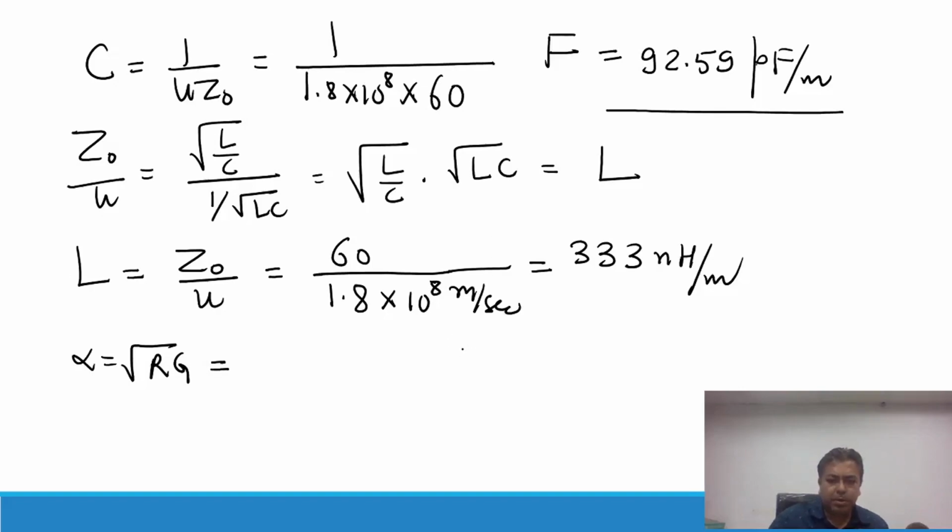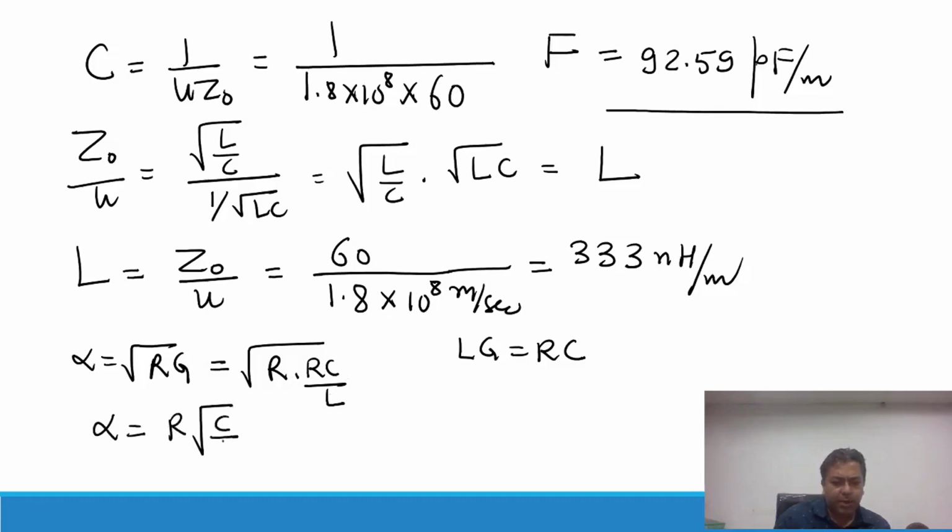Here I can write LG equal to RC. So let me write the value of G. I can put RC by L. Value of G is equal to RC by L. If I solve this, alpha is equal to root R into root R, means R under root C by L.